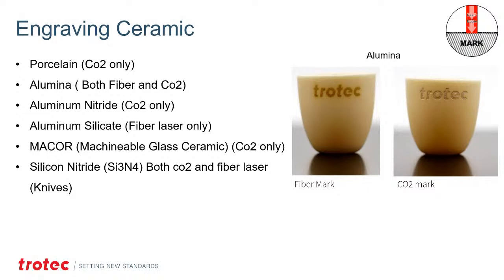Aluminum nitrate is kind of your darker ceramics. It'll turn kind of a whitish with CO2. Unfortunately, I was not able to get some in time before this seminar. It's kind of difficult to find, but I do know from previous examples that it does turn bright white when engraved. Aluminum silicon is a fiber laser only type material. Macor is a black, it will turn pure black like that previous slide I just showed. And silicon nitrate is both fiber and CO2, more for knives, which I'll show you as well.